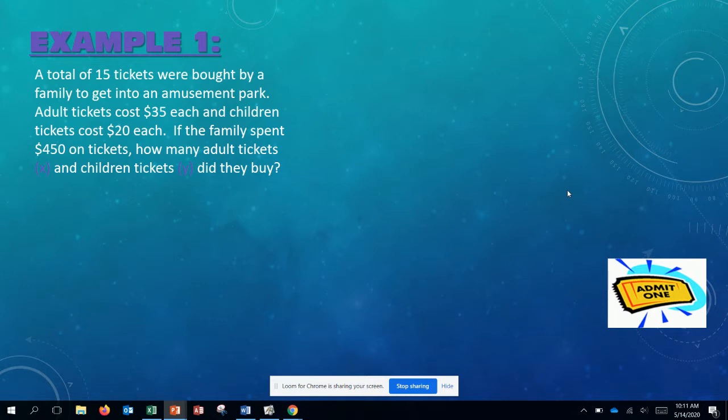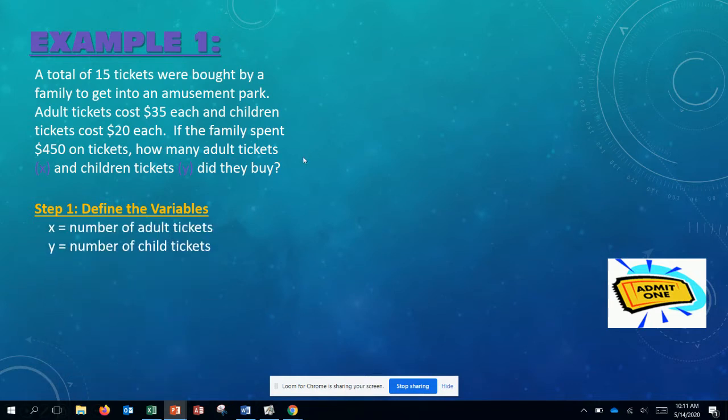Again, we can look at that question and start by defining our variables. That's going to be step 1. Notice here we have an X and a Y, so our problem is essentially telling us what X and Y represent. X is going to be the number of adult tickets, and Y is going to be the number of children's tickets.